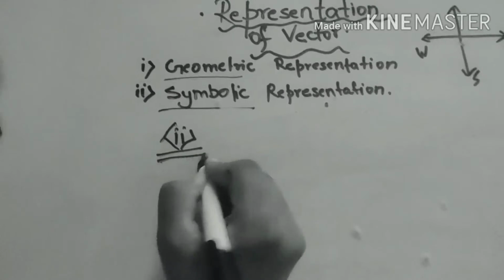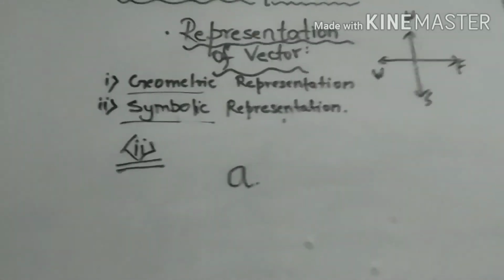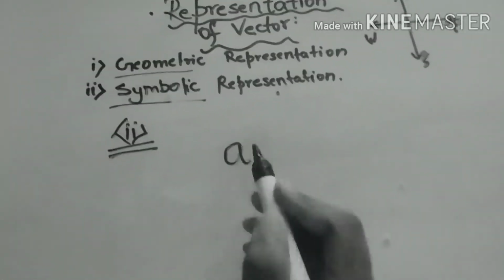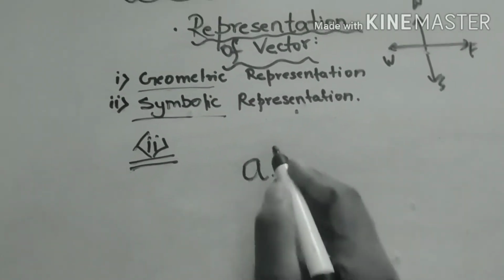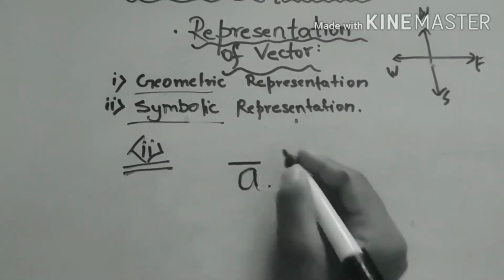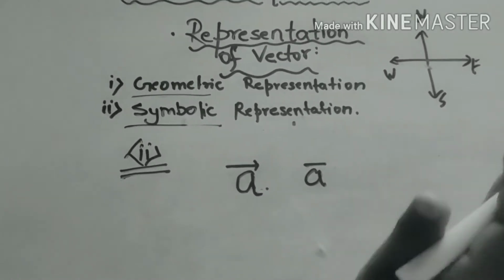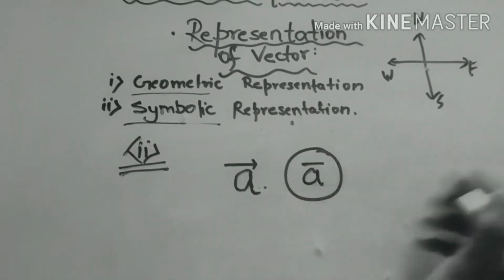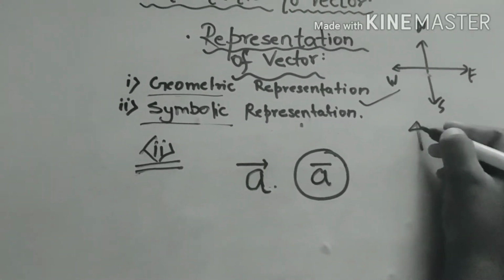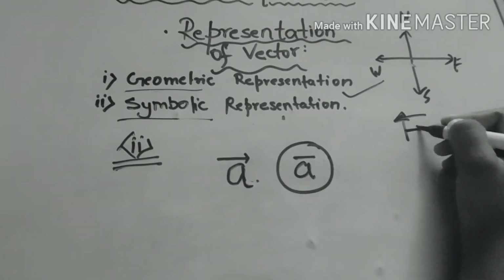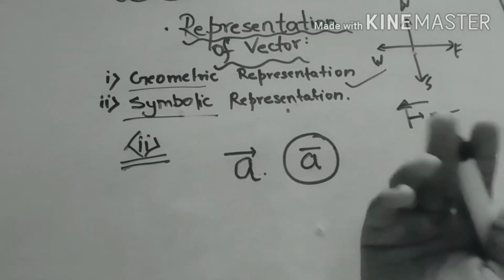How can we symbolically represent any vector? If we have a vector A and we have to represent it symbolically, we just put a bar on it. We can also put an arrow sign, or it is not mandatory. If we write it like this also, it is considered a vector, meaning this quantity A is a vector. So we have learned how we can represent geometrically: the head represents the direction, and the length represents the magnitude. And symbolically we just put a bar on the symbol.